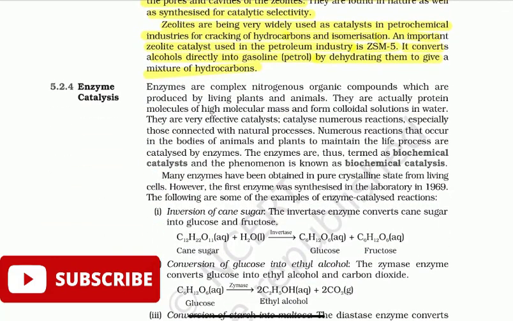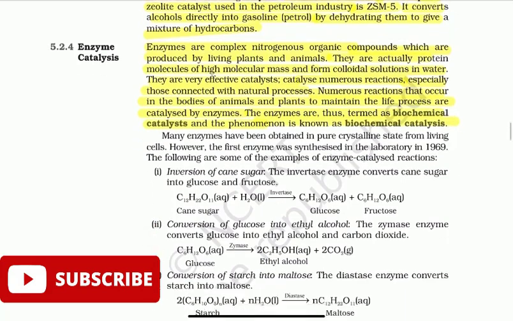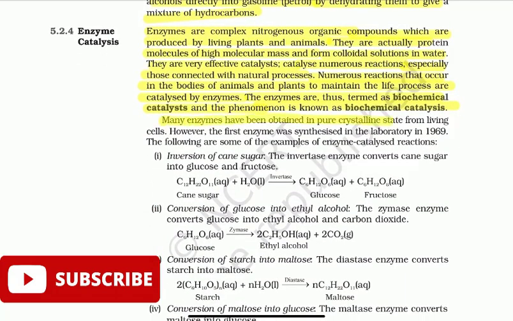Enzyme catalysis. Enzymes are complex nitrogenous organic compounds which are produced by living plants and animals. They are actually protein molecules of high molecular mass and form colloidal solutions in water. They are very effective catalysts and catalyze numerous reactions, especially those connected with natural processes. Numerous reactions that occur in bodies of animals and plants to maintain the life processes are catalyzed by enzymes. The enzymes are thus termed biochemical catalysts, and the phenomenon is known as biochemical catalysis. Many enzymes have been obtained in pure crystalline state from living cells. However, the first enzyme was synthesized in the laboratory in 1969.